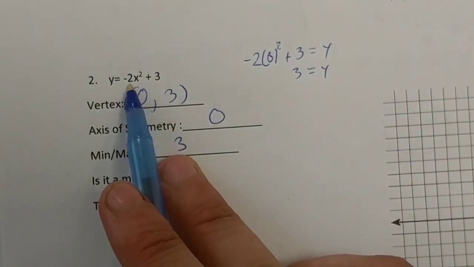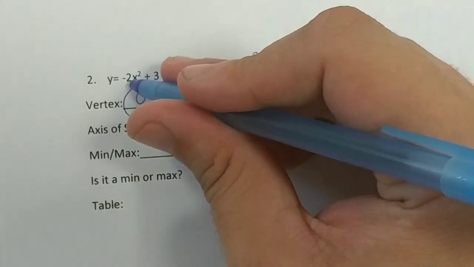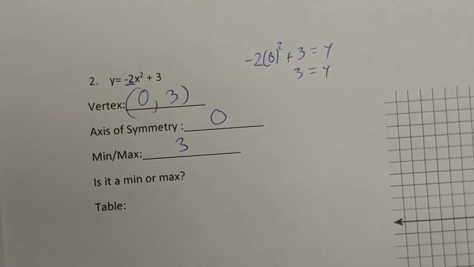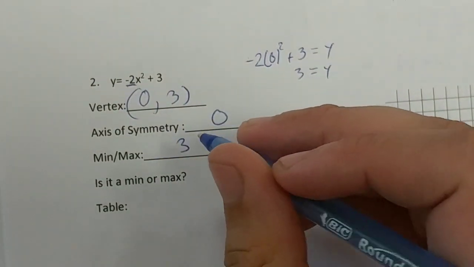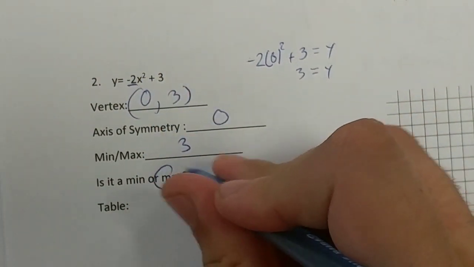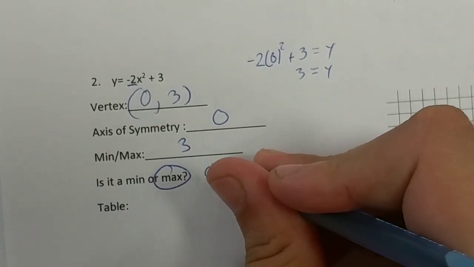Is there a min or a max? A in this case is negative 2, because that's the number in front of x squared. And because it's negative, it's going to be a max. A is negative.